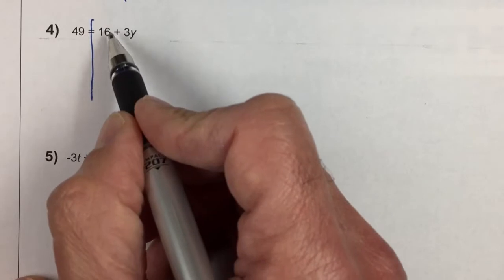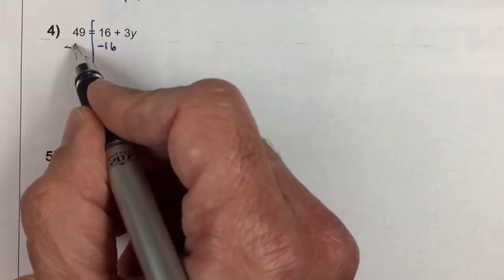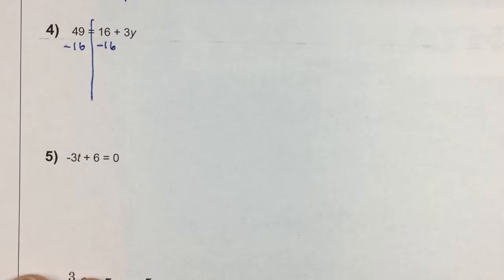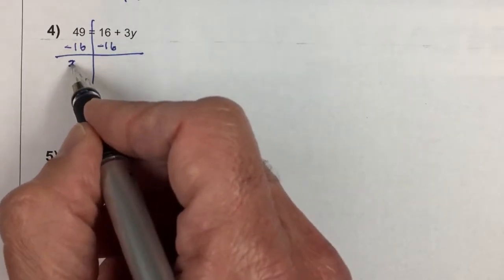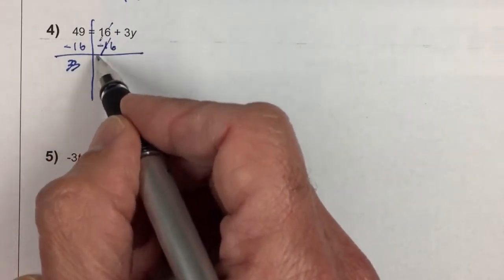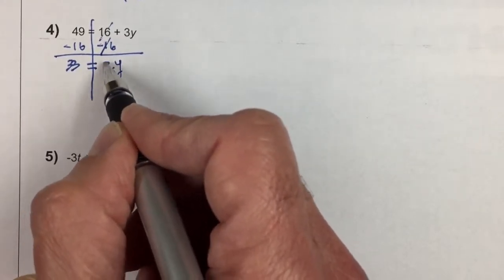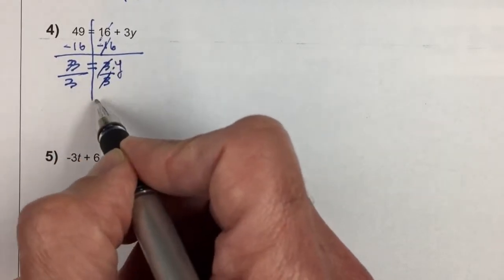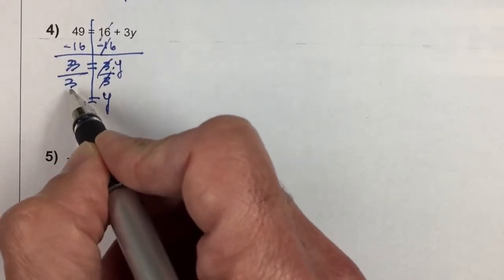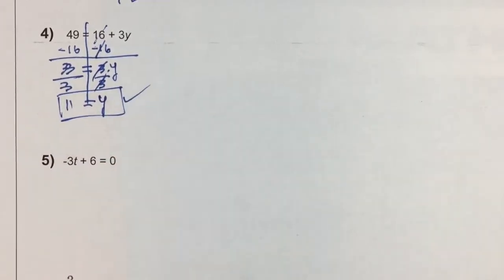Make the vertical line. I get rid of the 16 by subtracting 16 on both sides. 49 minus 16 is 33. This goes away, and 33 equals 3y. Now I divide by 3, because the 3 is multiplying, so I'm going to divide by 3 on both sides. This goes away, and y equals 33 divided by 3, which is 11. So this is going to be my next answer.